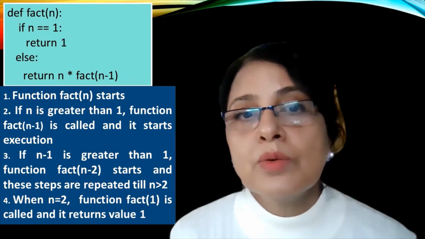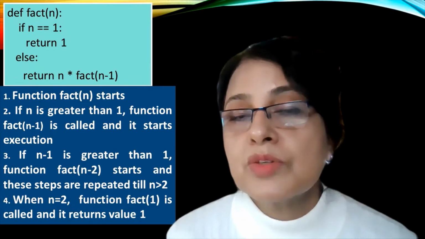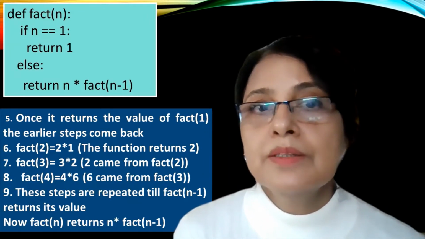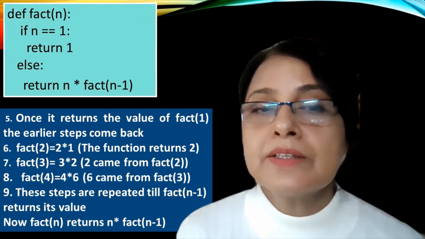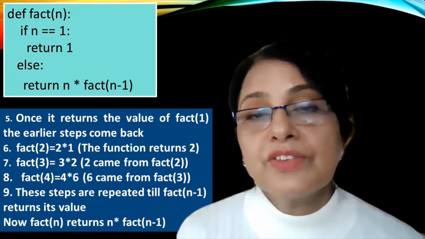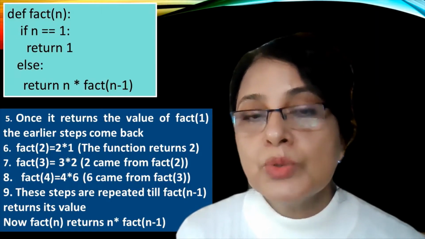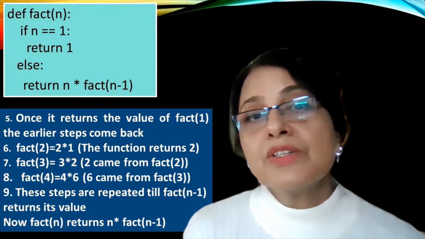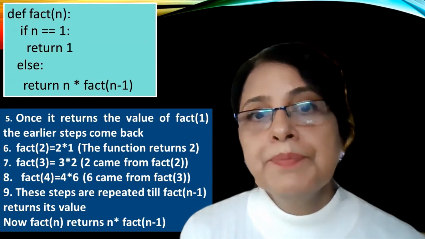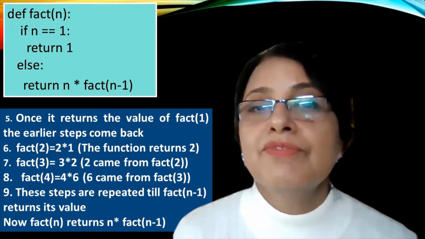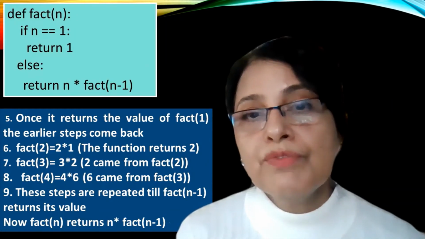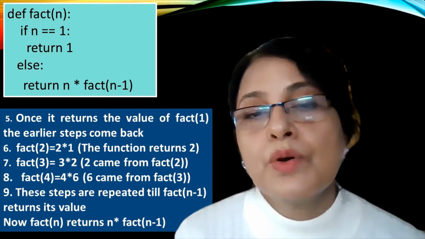The moment n is equal to 2, function fact1 is called, and that returns 1. Once it returns the value of fact1, the earlier steps come back. So we have fact2, which is equal to 2 into 1. The function returns 2. Fact3 will be equal to 3 multiplied by 2, 2 coming from fact2. Fact4 will be equal to 4 into 6, 6 comes from fact3. And all this gets repeated till fact n minus 1 returns its value. That will return the factorial of n, which is n into fact of n minus 1.